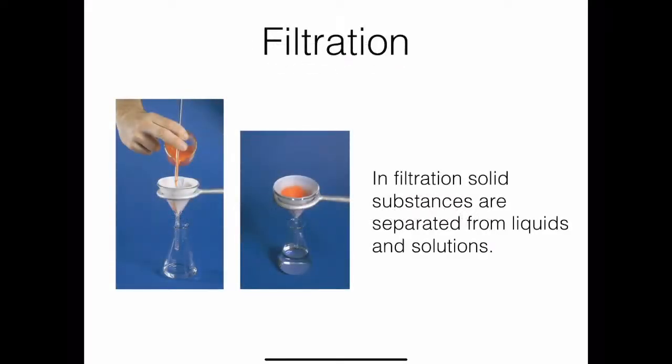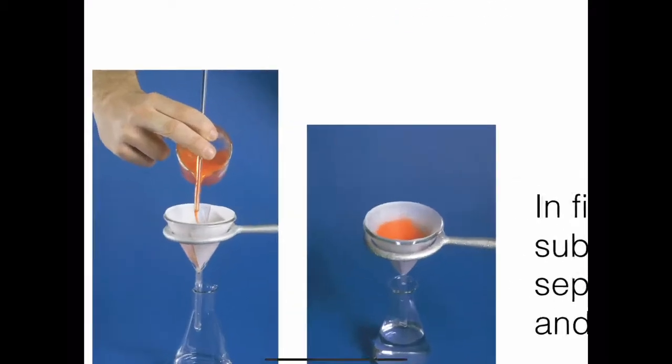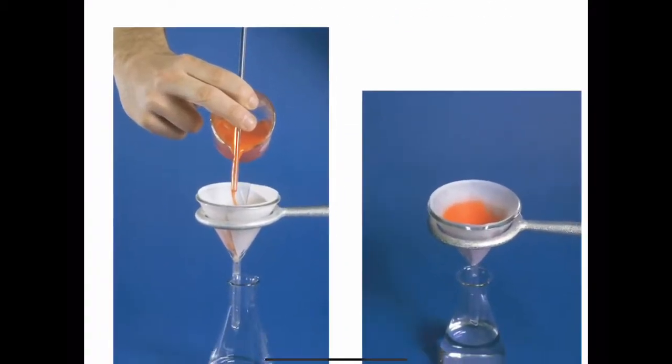Filtration is something we would normally get to use. You'll probably see this being used in one of our lab videos a little bit later. But in filtration, solid substances are separated from liquids and solutions. So you can see in this container, whatever this person is dumping out, it looks like some sort of orange precipitate, or remember a solid that forms in solution, is suspended in whatever liquid this is.